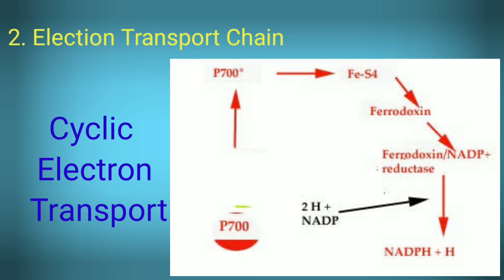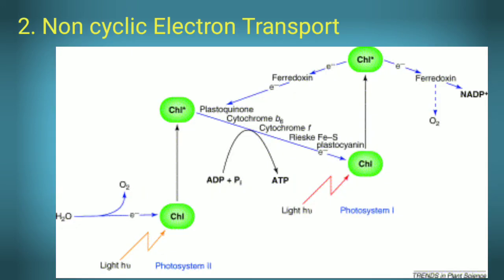And this type of electron transport is seen in the lower category plants. But in the higher plants, the non-cyclic electron transport takes place. Generally this non-cyclic pathway involves electron transfer, which is similar to that of the cyclic one, but here one more photosystem is added.